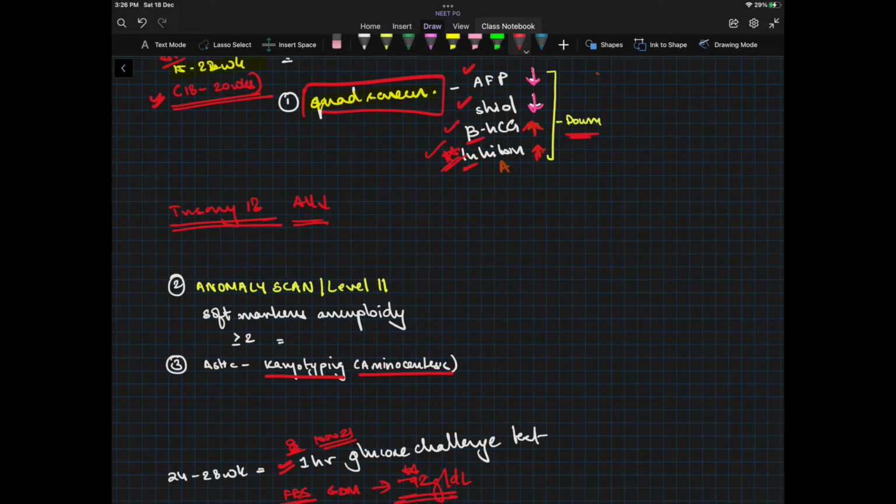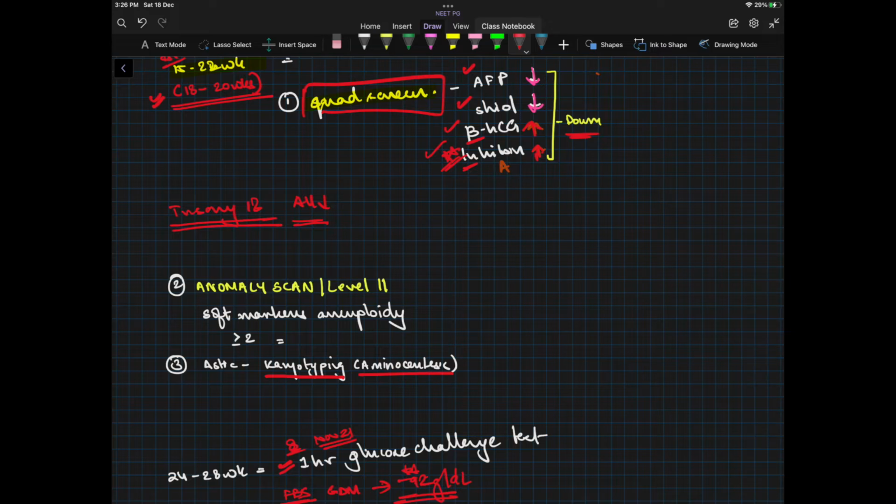Then at 15 to 22 weeks, and preferably 18 to 20 weeks, the quad screen is done, right? Here AFP, estriol, beta HCG, and inhibin A are checked. Remember, H for high, H for beta HCG, and I for increase, I for inhibin. These both are increased in Down's while the other two are decreased, while in trisomy 18 all are decreased.